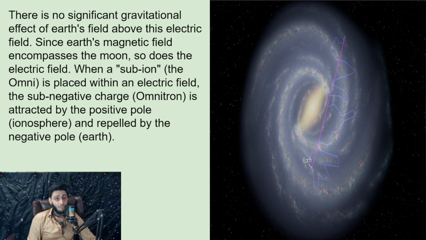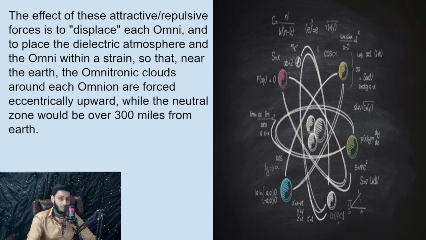Since the Earth's magnetic field encompasses the moon, so does the electrical field. When the subion, the Omni, is placed within an electrical field, the subnegative charge, the Omnitron, is attracted by the positive pole, or the ionosphere, and repelled by the negative pole, Earth. The effect of these attractive and repulsive forces is to displace each Omni and place the dielectric atmosphere and the Omni under a strain, so that near the Earth the omnitronic clouds around each Omnion are forced eccentrically upward, while the neutral zone would be over 300 miles from the Earth.